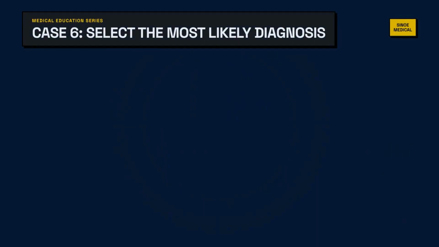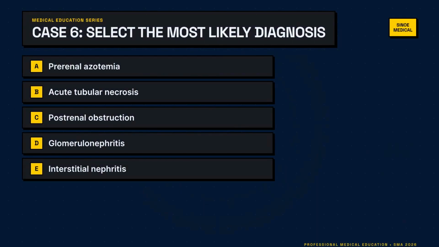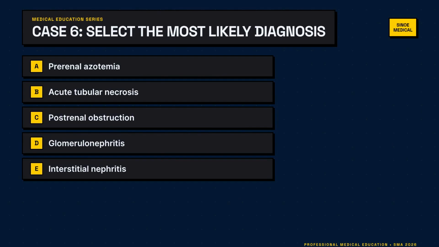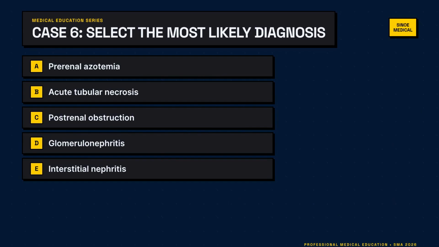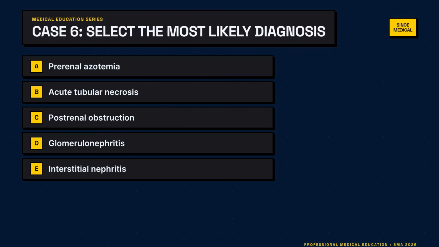A, prerenal azotemia, B, acute tubular necrosis, C, postrenal obstruction, D, glomerulonephritis, or E, interstitial nephritis. Pause and select. The correct answer is B, acute tubular necrosis. The discriminator is muddy brown casts and a BUN to creatinine ratio less than 20. This is the most common cause of intrinsic AKI in hospitalized patients.